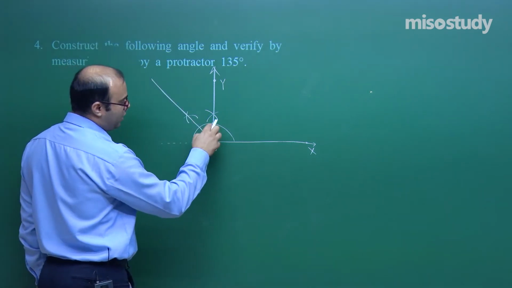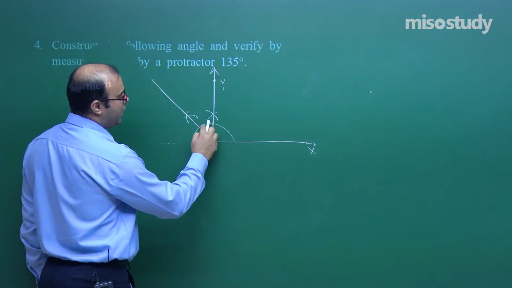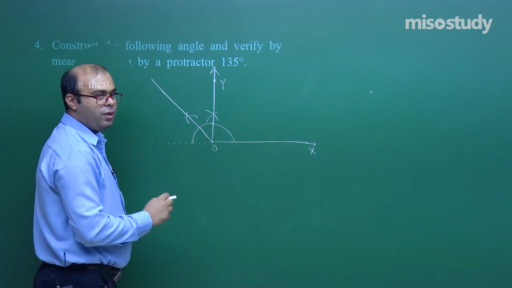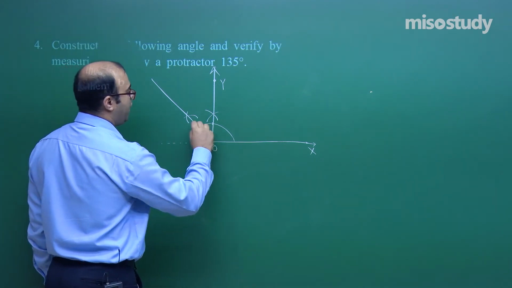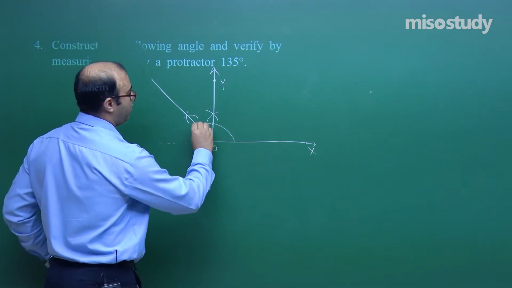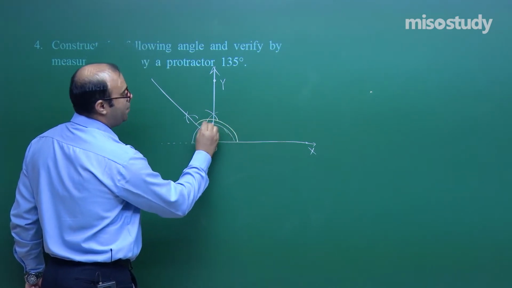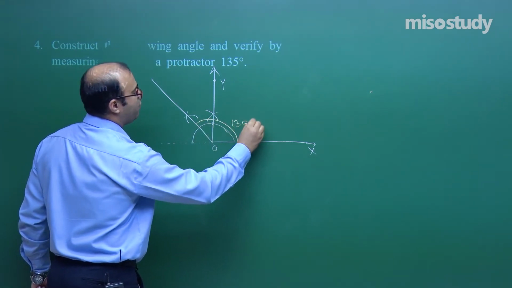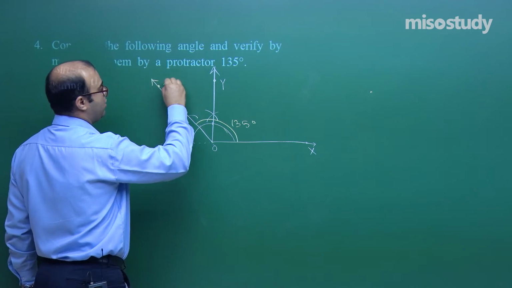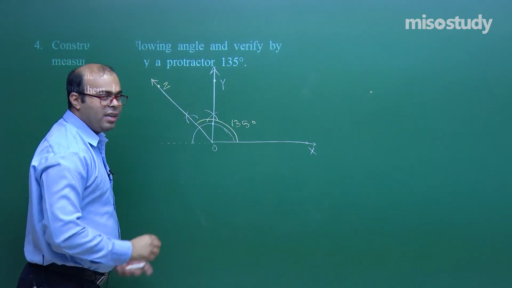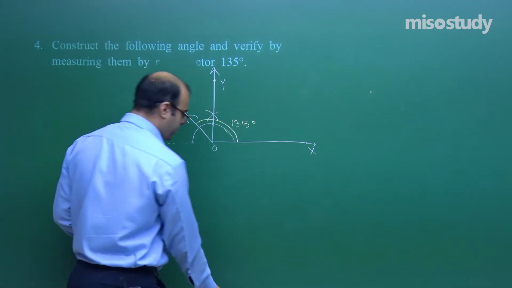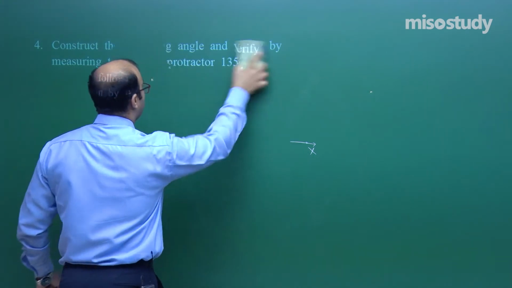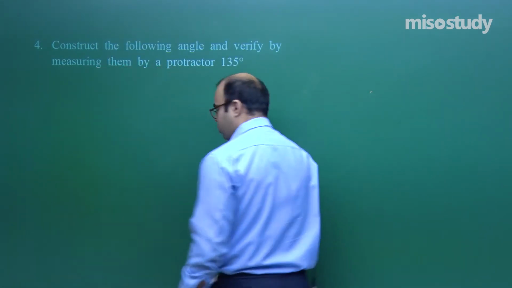So you know that this whole angle is 90, so this angle is 45 and this is also 45, because this is the angle bisector. So the angle from here to here is 90 degrees plus 45 degrees, that is 135 degrees. Call it Z. So XOZ is an angle of 135 degrees, students. Okay, this was the fourth question. Let us move on to the fifth question.